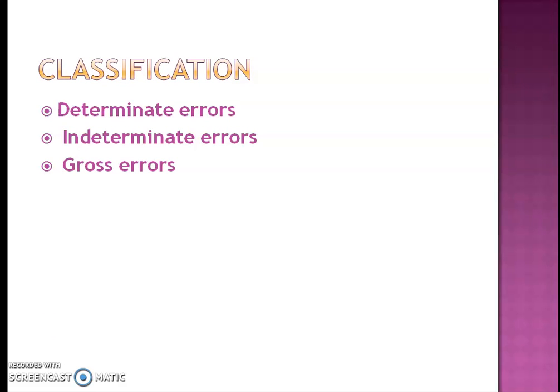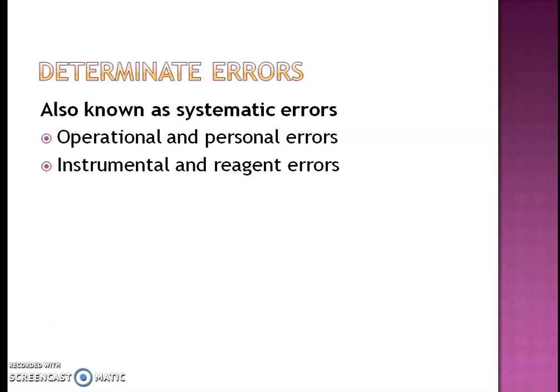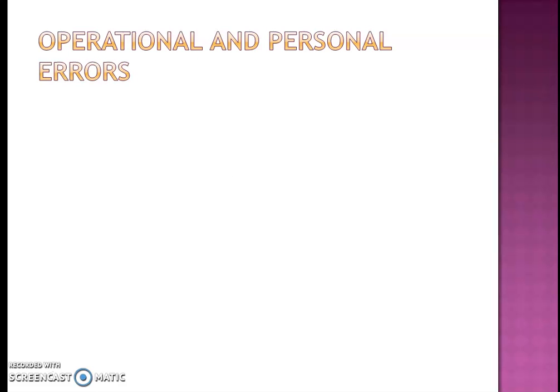Errors may be classified as determinate errors, indeterminate errors and gross errors. We will see one by one. Determinate errors are also known as systematic errors. They are further classified as operational and personal errors, instrumental and reagent errors, and method errors. We will now see one by one all the types of errors.